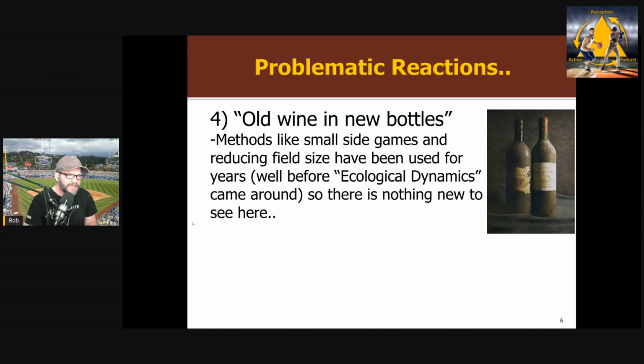Again, why this is incorrect is because ecological approach is not defined by its methods, right? We're not rocking up and saying we have a new coaching method called a small-sided game. No, that method has been around forever. What we're rocking up and doing is saying we have a new theory to understand why small-sided games work and how to develop them and how to change them, and how to use different variants of it. So that's what's new, right? Not the method, the theory that guides the use of the method. And I'm going to get into that more in a second.